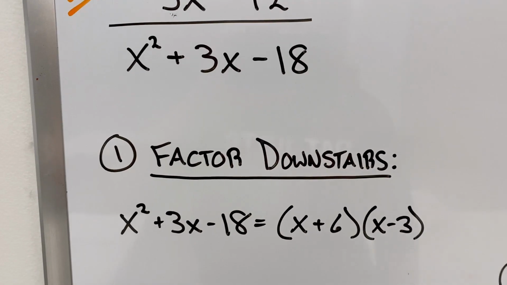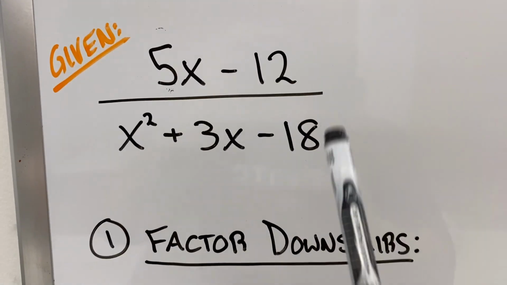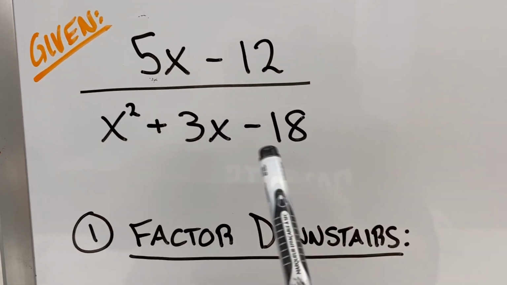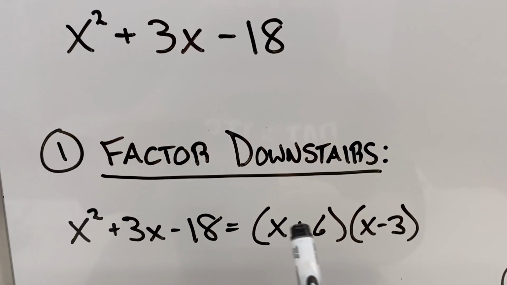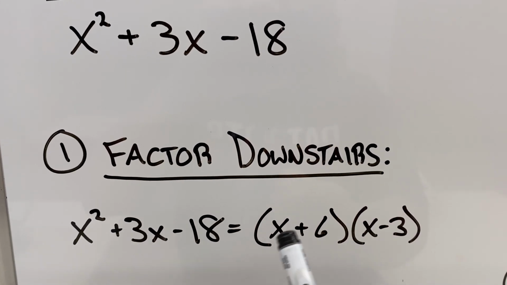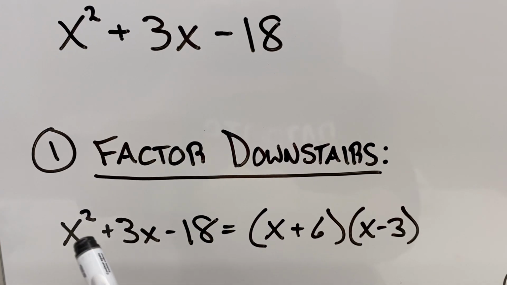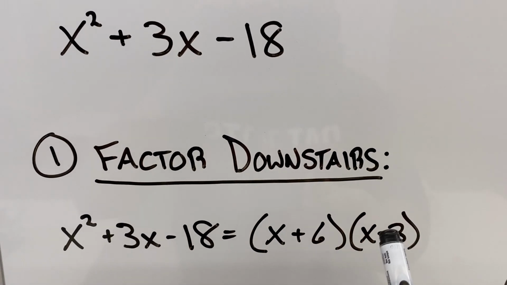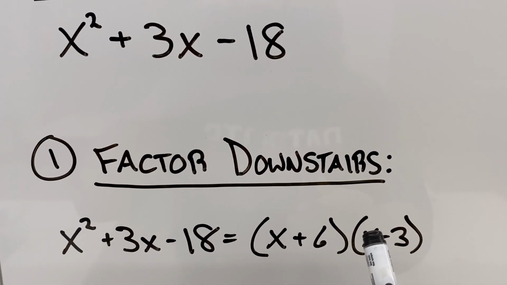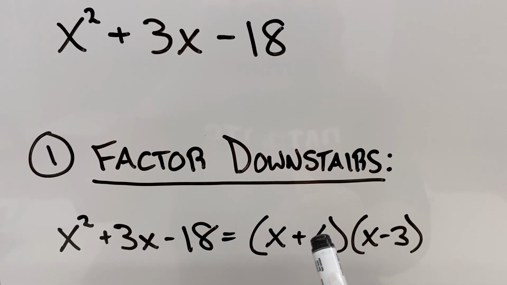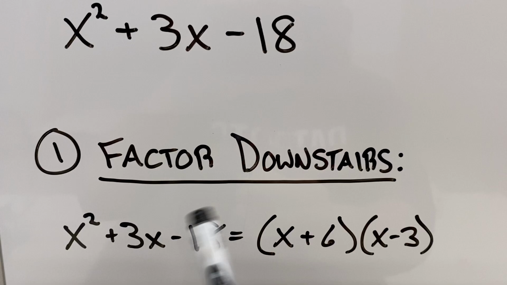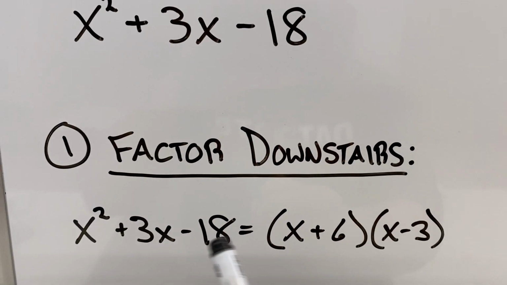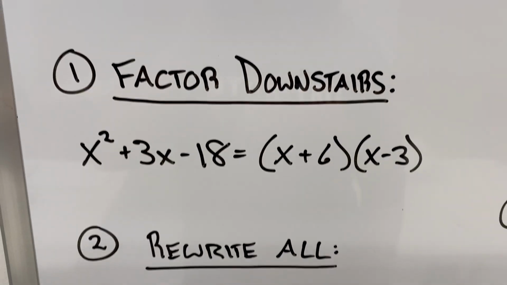Step number one, you're going to factor downstairs. So downstairs is the denominator, this guy here. We're going to do a quick reverse FOIL, and we're going to get x plus 6, x minus 3. Let's confirm. X times x is x squared. X times negative 3 is negative 3x. X times 6 is 6x. 6x minus 3x is 3x. And 6 times negative 3 is negative 18. Great, all squared away downstairs.